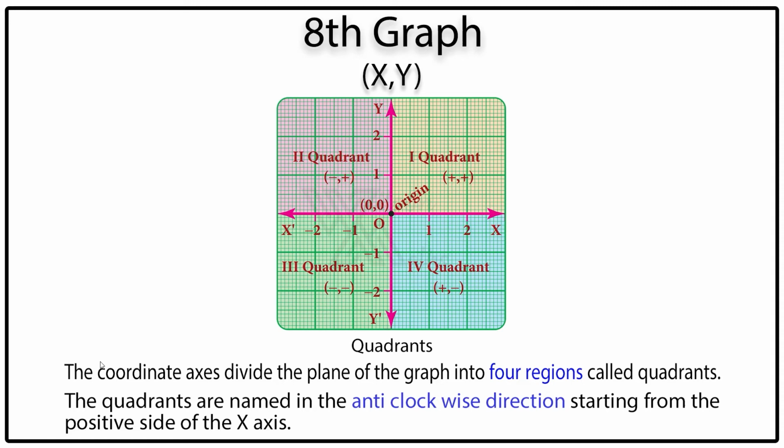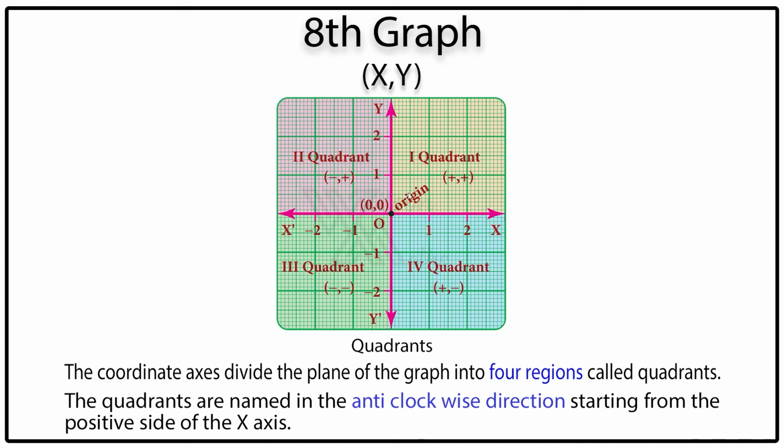Then see the diagram, what you can see. This x-axis and this y-axis divide the graph sheet into 4 parts. Each and every part is called a quadrant. Divided into 4 regions. The coordinate axes divide the plane of the graph into 4 regions called quadrants.